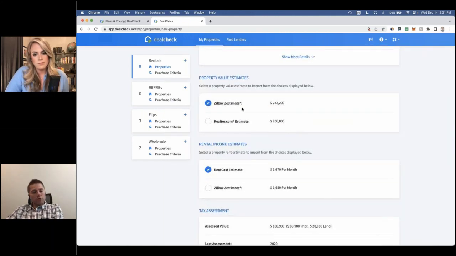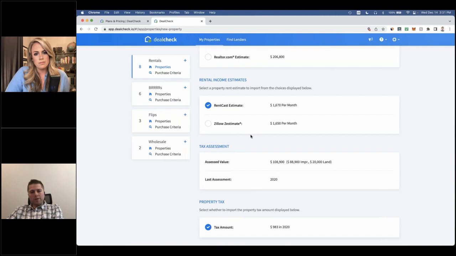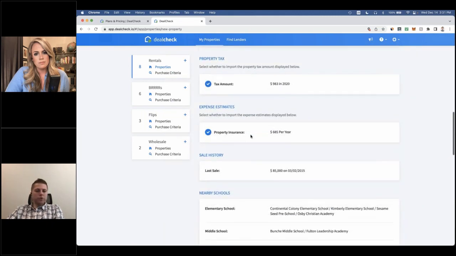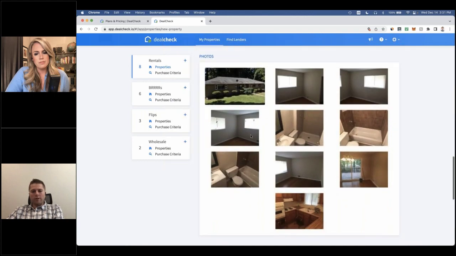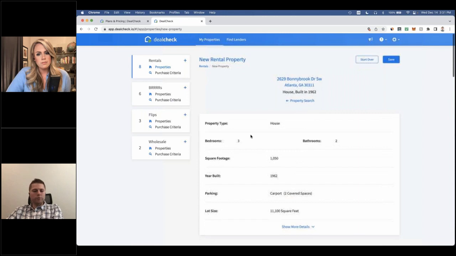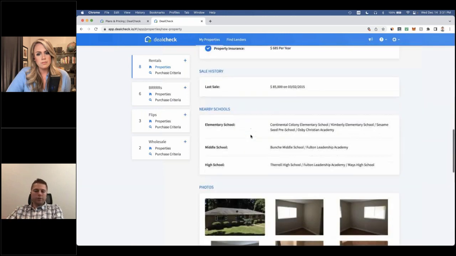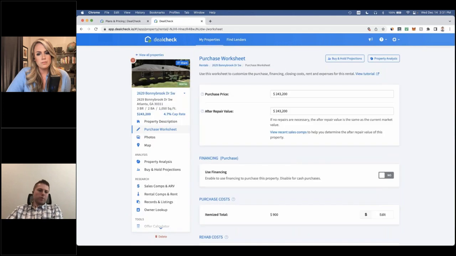It will give you several valuation estimates like the Zillow, Redfin, and Realtor estimates, rent estimates, property tax estimates, insurance estimates. Almost all of the assumptions that you would need to start working on your analysis will be pre-filled for you. Obviously, you can override all of these if you have your own metrics or assumptions that you want to use, but it is there if you're just looking for a quick way to analyze the property.